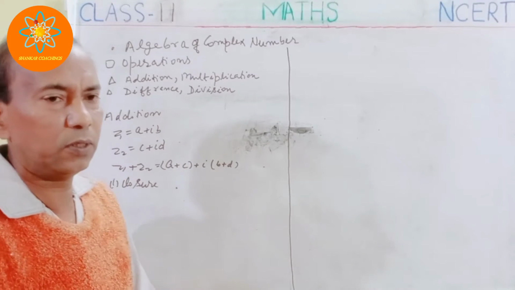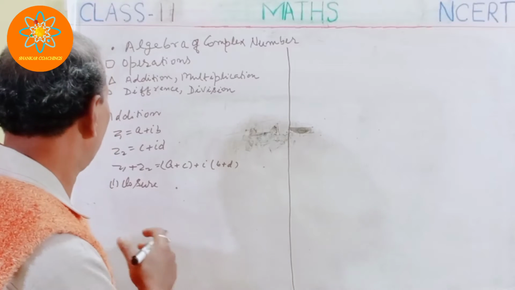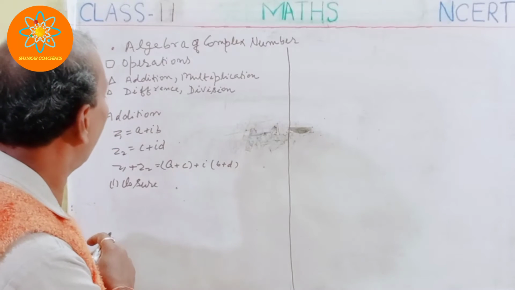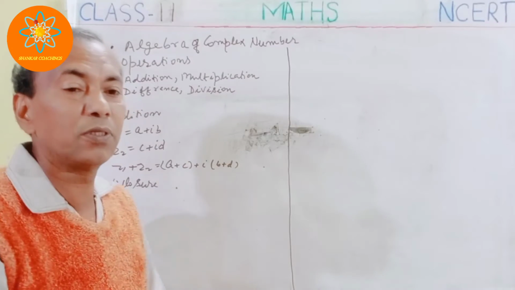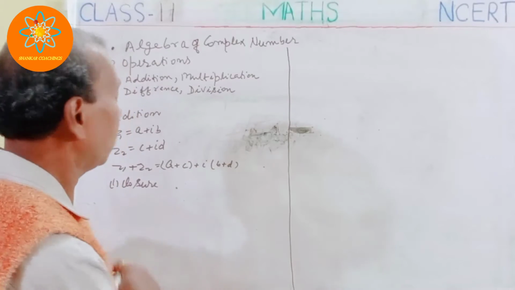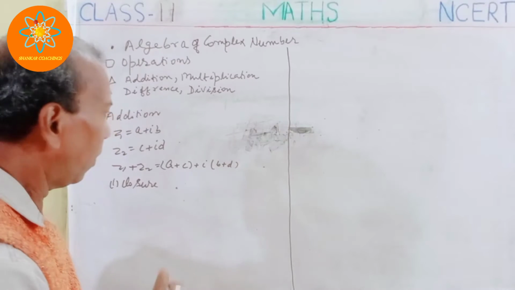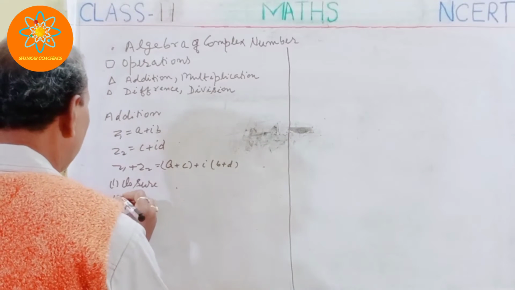Closure property means what? If I take any two complex numbers and add them, then the value will also be a complex number. So that is called the closure property. Now the second one is what? The second one is the commutative property.